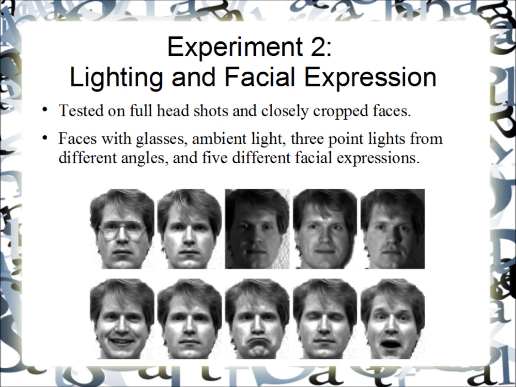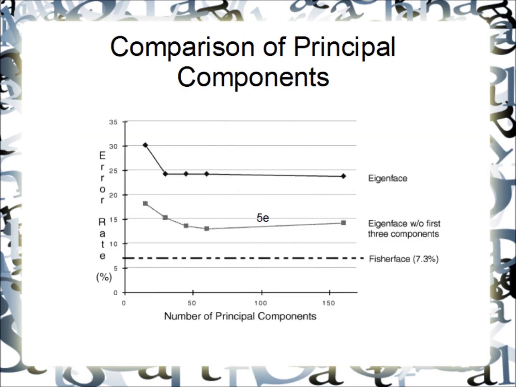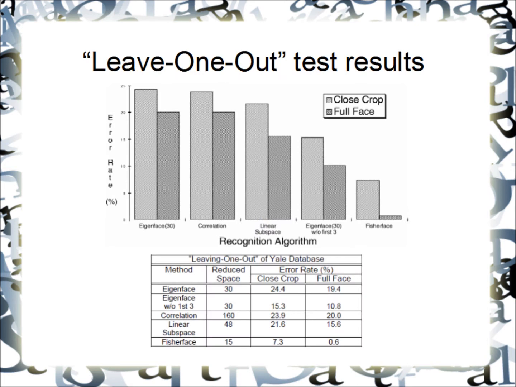It was tested on full headshots and closely cropped faces. Our different pictures include faces with glasses, ambient light, 3 points of light from different angles, and 5 different facial expressions. This paper also looked at a comparison of principal components for the Eigenface algorithm. We see that the more principal components we have, the better our error rate becomes. This test was performed by a leave-one-out method.